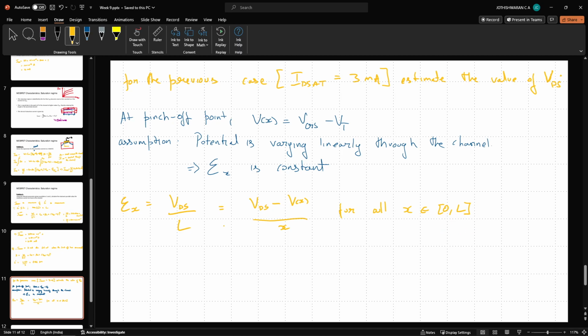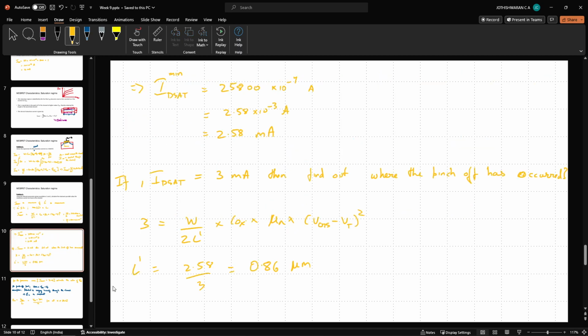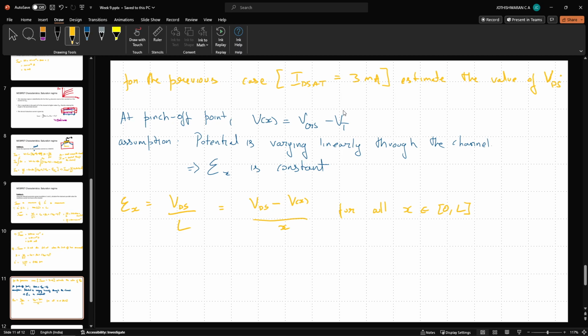Now, since this is the case, I will just consider the point at x equal to 0.86, which is the pinch off length that we found out. And at that point, I know V of x is Vgs minus Vt. Therefore, this implies Vds by L, which is now 1, so I will just write it as Vds. L is equal to 1 micron. That is why this choice was made, because dividing by L is not required in many cases.